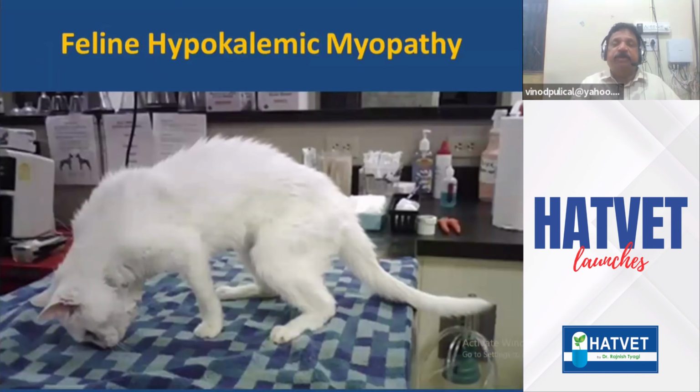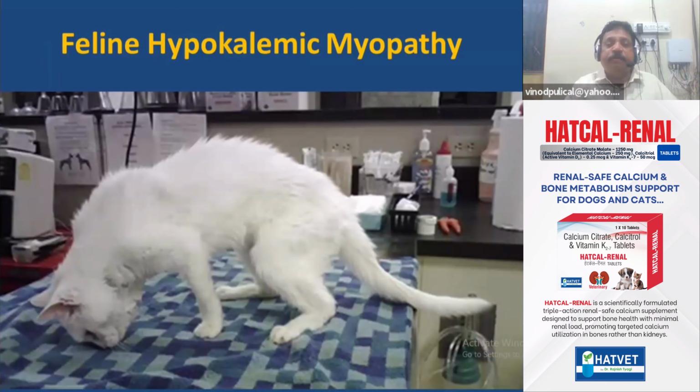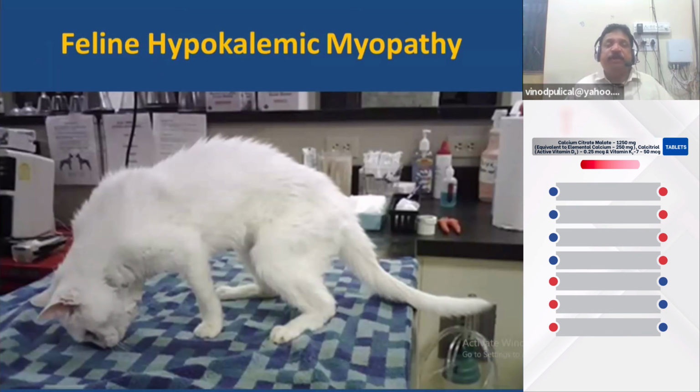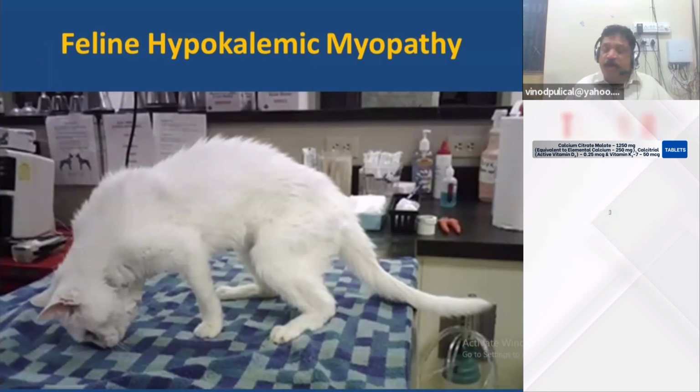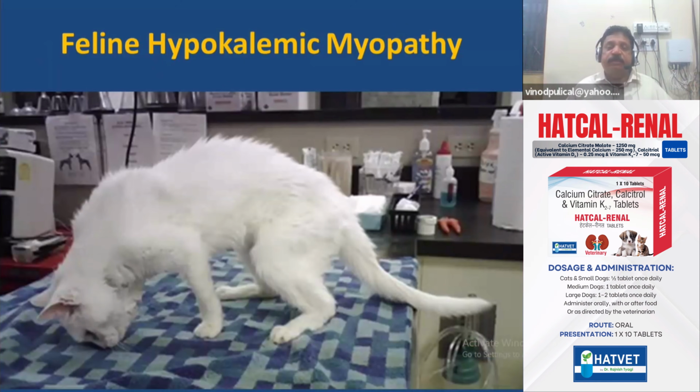Now, when there is anorexia in the cat, the first event to happen is hypokalemia. Especially after 24 hours of anorexia, and by 48 hours, severe hypokalemia can develop. They are highly sensitive to the potassium level of the blood.